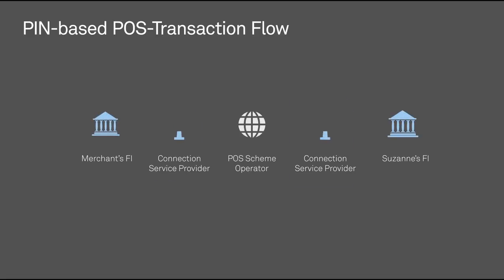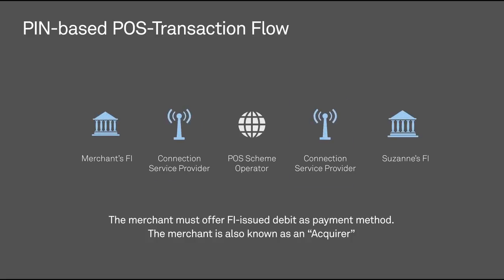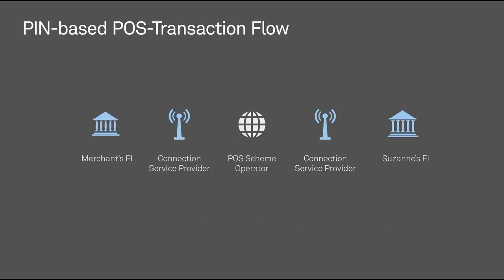To initiate the POS transaction, the merchant, in this case the deli, must offer FI-issued debit as a payment method. In this scenario, the deli is also an acquirer, since they acquire or capture transaction data from the POS device. This transaction data is sent to the deli's FI to reconcile the deli's payments. Once the deli tallies up Suzanne's purchase, the counter clerk enters the purchase data into the POS device.